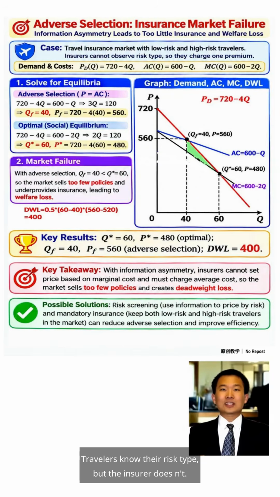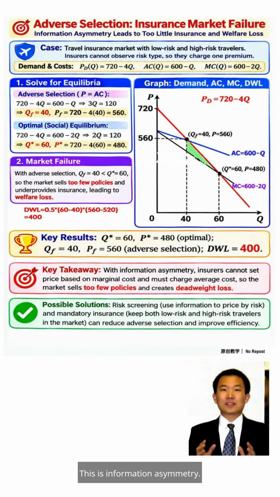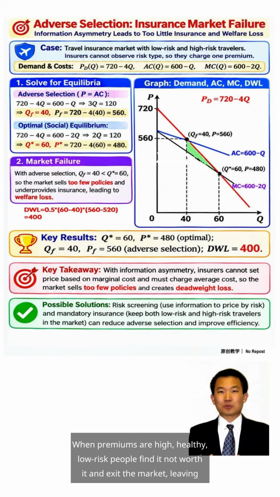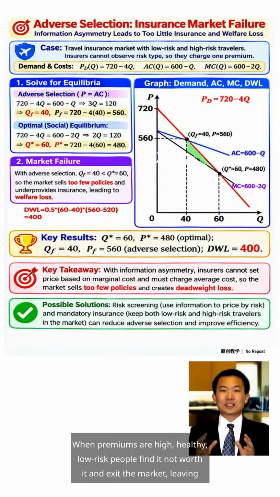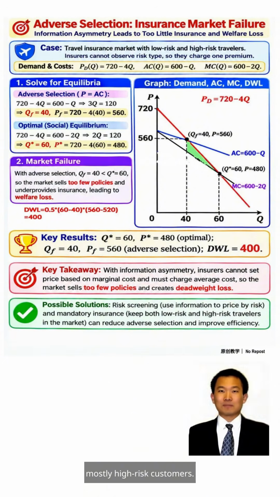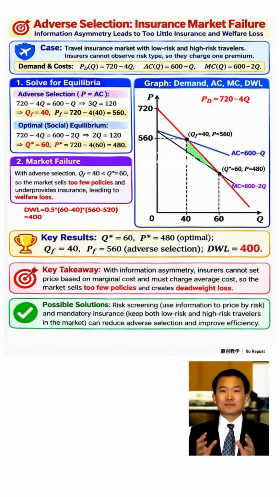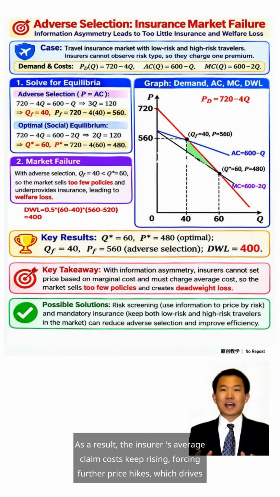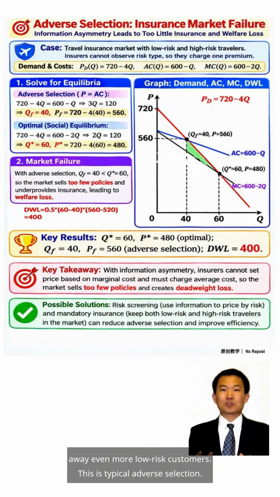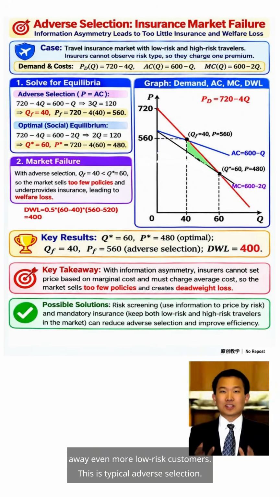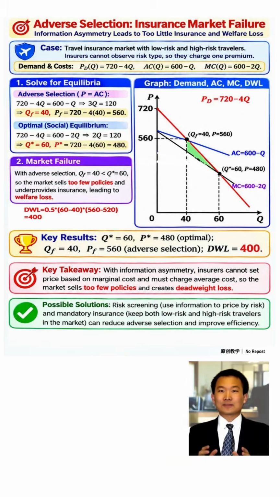Travelers know their risk type, but the insurer doesn't. This is information asymmetry. When premiums are high, healthy, low-risk people find it not worth it and exit the market, leaving mostly high-risk customers. As a result, the insurer's average claim costs keep rising, forcing further price hikes, which drives away even more low-risk customers. This is typical adverse selection.